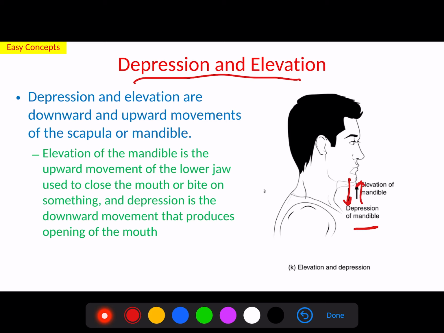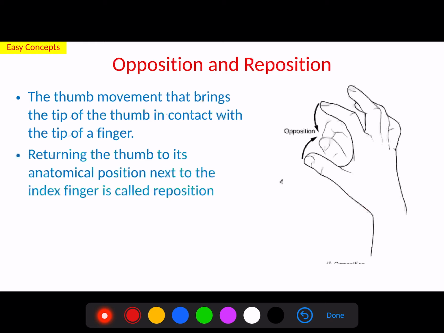Like when we eat or when we talk, technically we are doing depression and elevation. So now you can go and tell someone to shut up. Instead of saying shut up, you can say elevate your mandible. They won't understand what you're saying, but anyway. Then there is the opposition and reposition. That is a special movement of the thumb. The thumb is the only finger that can come in contact face to face with all of the other fingers. So this is opposition, and it can reposition itself back to its anatomical position.